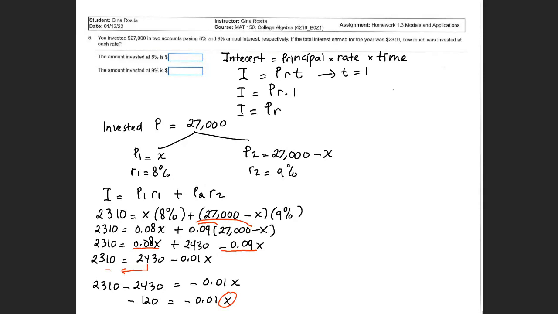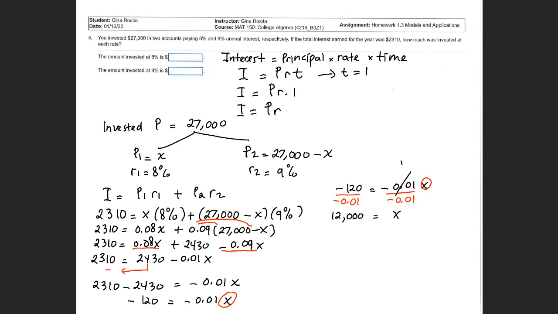Okay, so it means negative 120 equals negative 0.01x. So I will find x by dividing by negative 0.01 on both sides. So x is left on one side, and the answer is 12,000.